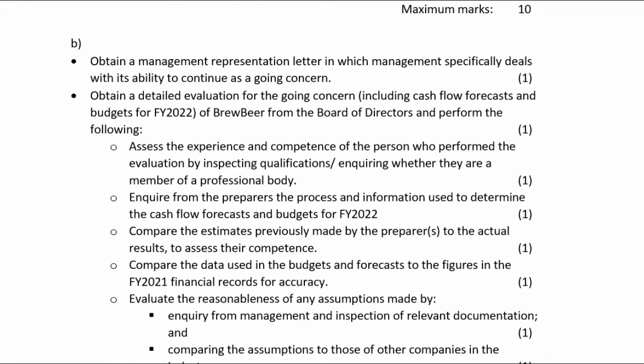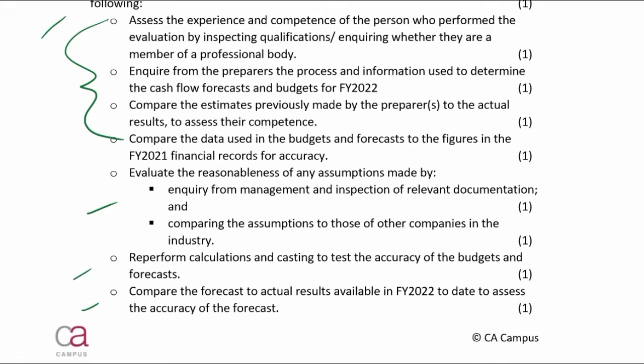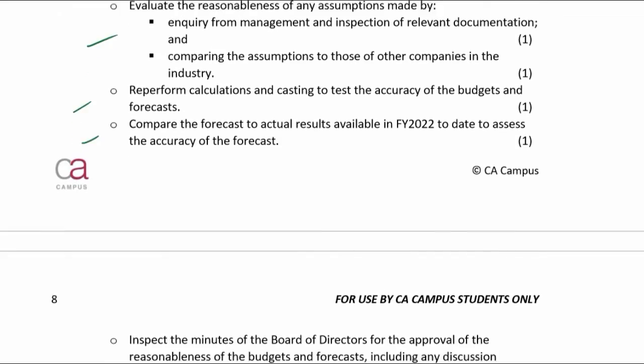When we get to auditing, guys, this is quite simple, straight out of your standard management letter. Get the cash flow forecasts and budgets and then test them for reasonableness, looking at other companies, looking at 2020 results, recalculate to make sure the details are correct. They actually did some work on testing the competence of the person who performed that. Okay, so there's additional marks there.